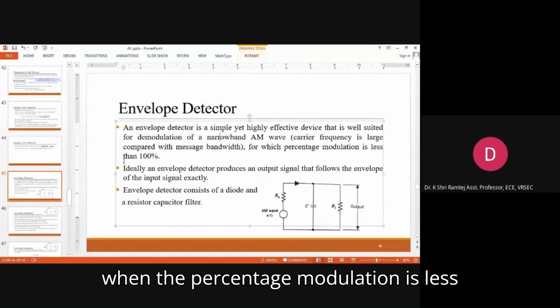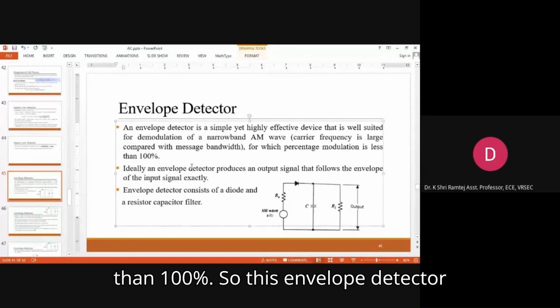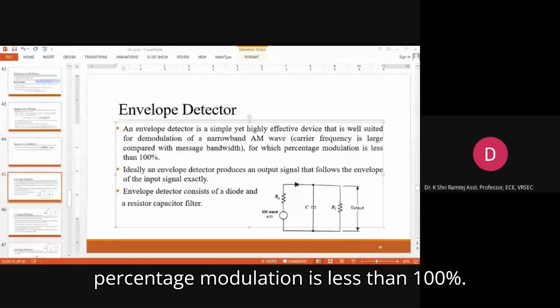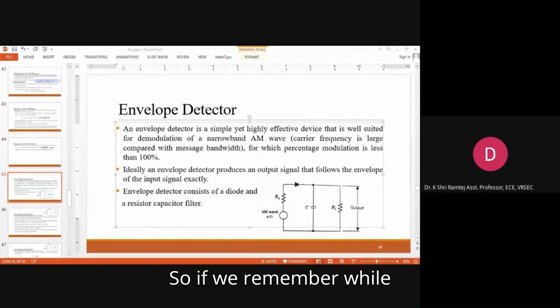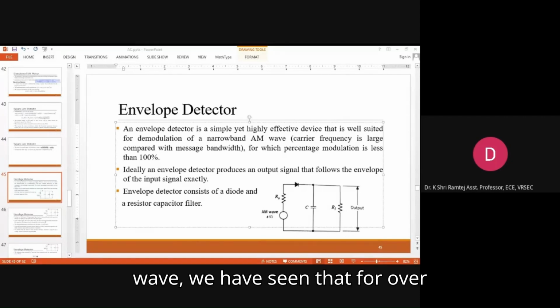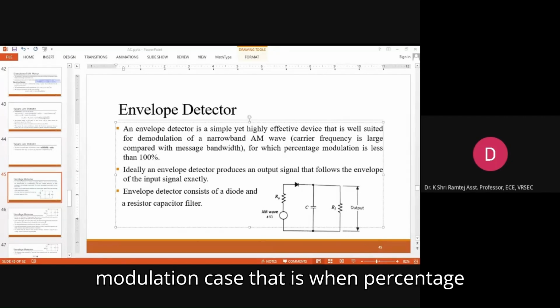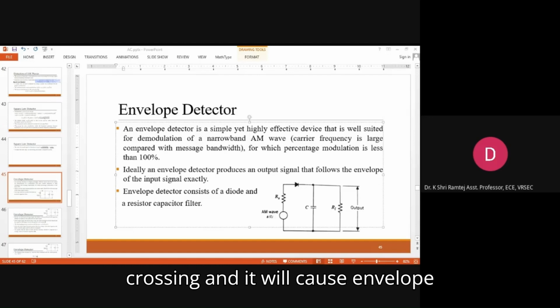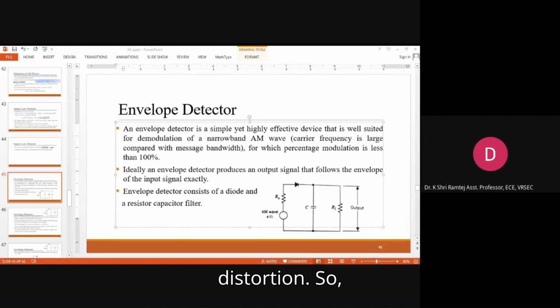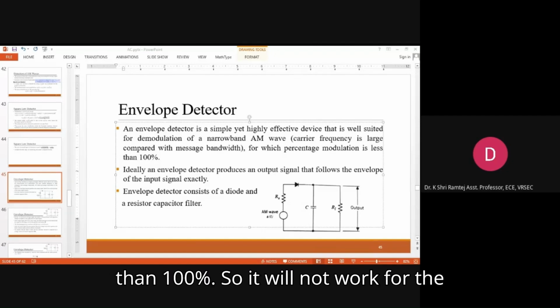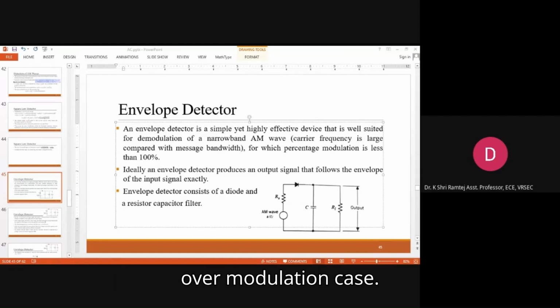when the percentage modulation is less than 100%. This envelope detector will work only when the percentage modulation is less than 100%. If we remember, while discussing the different cases in AM wave, we have seen that for the over modulation case, that is when percentage modulation is greater than 100, there will be some phase reversals at the zero crossing, and it will cause envelope distortion. So this envelope detector will work only when the percentage modulation is less than 100%. It will not work for the over modulation case.